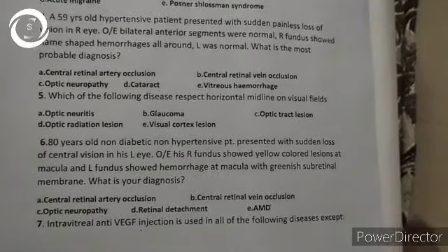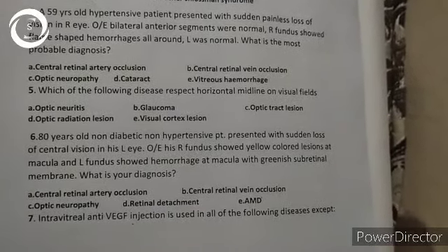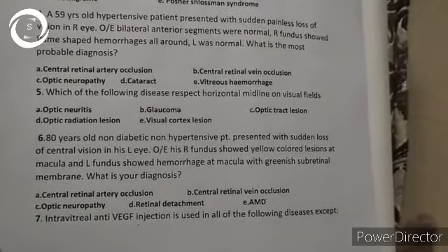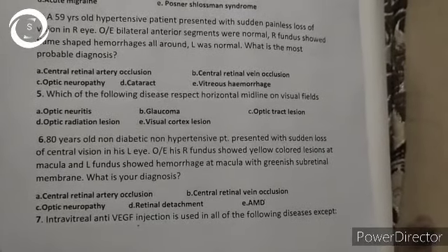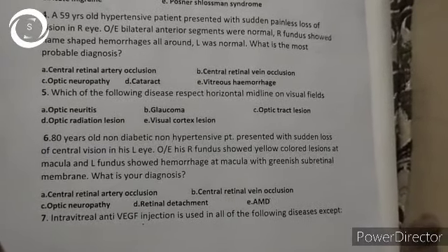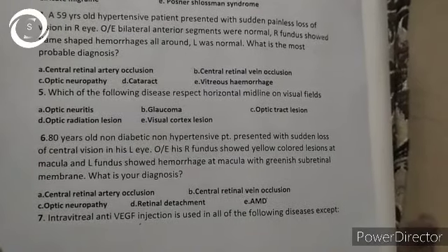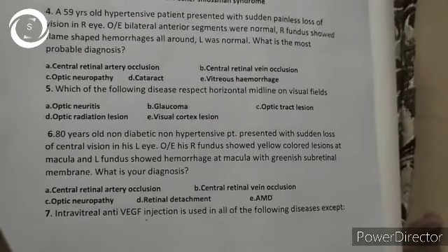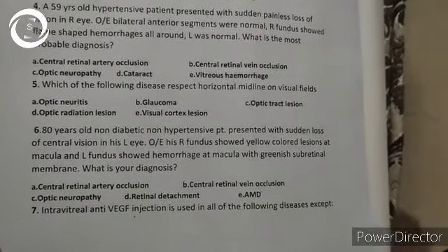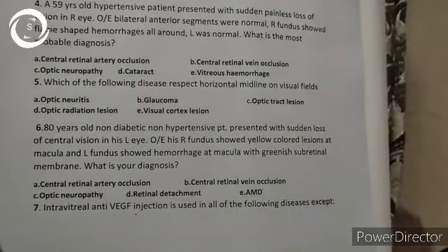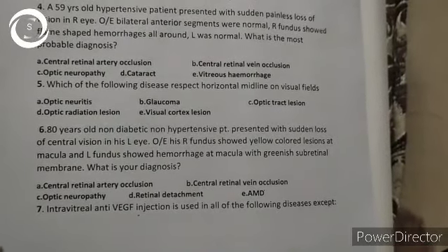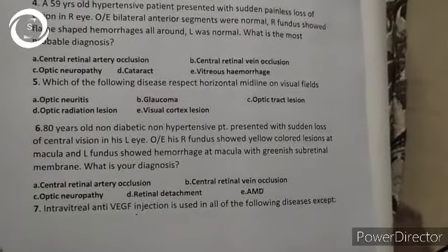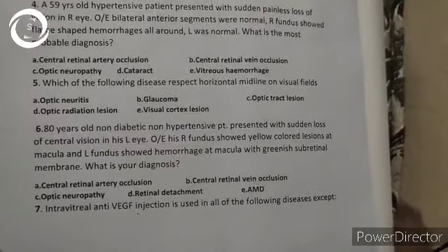So 80 years old, non-diabetic, non-hypertensive, a very old patient, sudden loss of central vision, and you get yellow color lesions in the right eye. So it's a dry AMD in the right eye, and the left eye has got a greenish subretinal membrane. So it's a choroidal neovascular membrane, CNV. So it's a case of AMD, age-related macular degeneration. Now question number 7. Intravitreal anti-VEGF injection is used in all of the following diseases except.